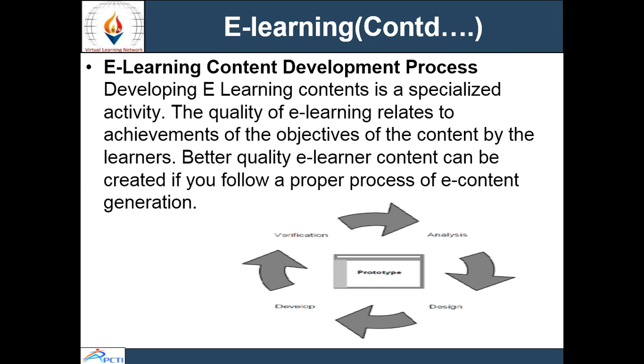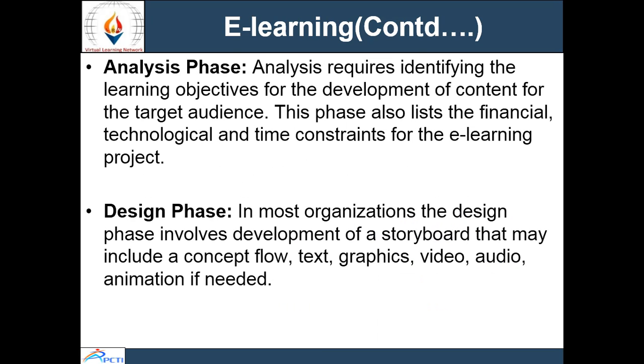E-learning content development process. Developing e-learning contents is a specialized activity. The quality of e-learning relates to achievements of the objectives of the content by the learners. Better quality e-learning content can be created if you follow a proper process of e-content generation. A simple e-learning content process is given in this figure. In the figure, there are many phases.